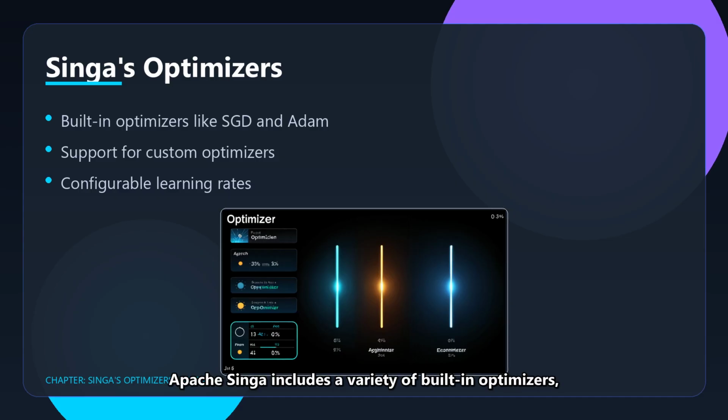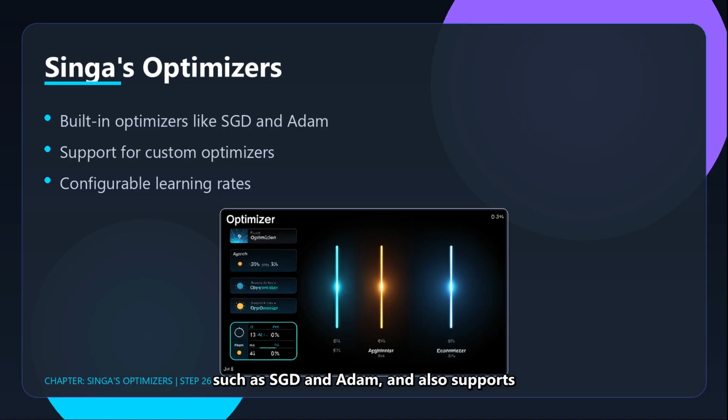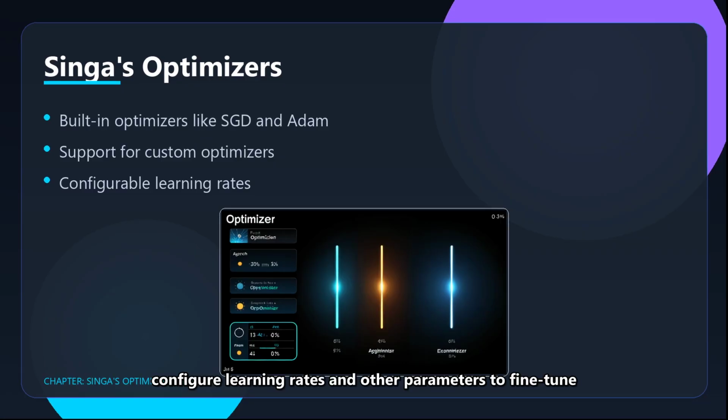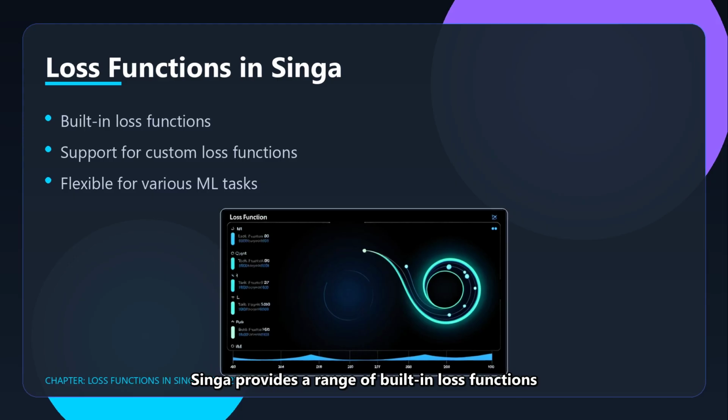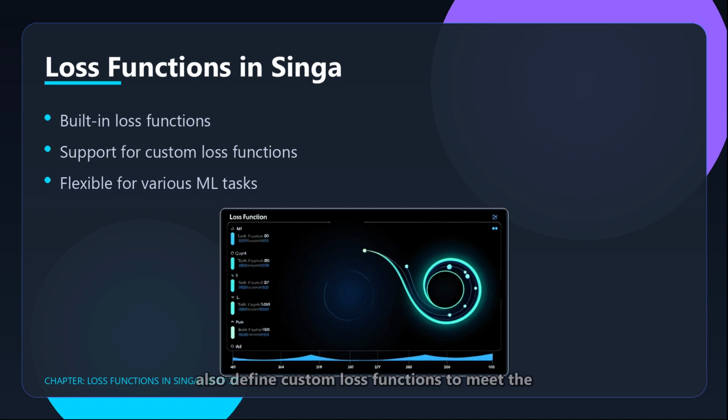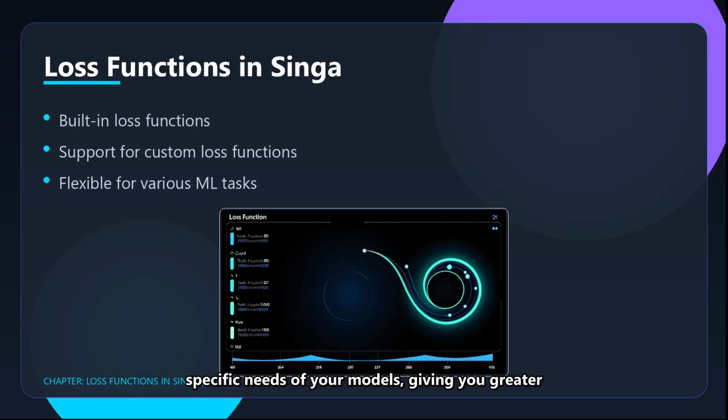Apache Singa includes a variety of built-in optimizers such as SGD and Adam, and also supports custom optimizers for specialized use cases. You can configure learning rates and other parameters to fine-tune your training process. Singa provides a range of built-in loss functions suitable for various machine learning tasks. You can also define custom loss functions to meet the specific needs of your models, giving you greater flexibility in your training workflows.